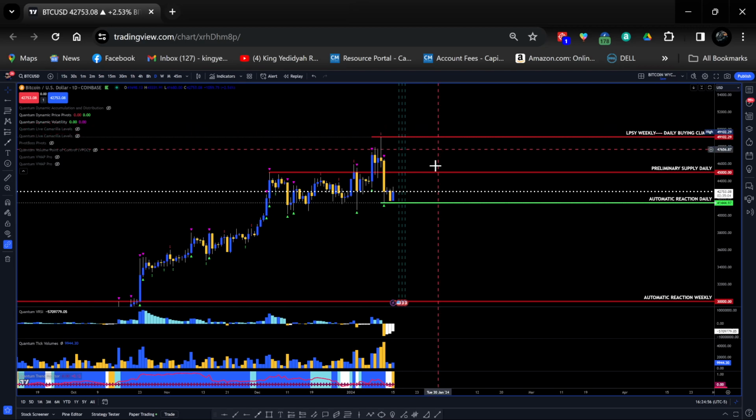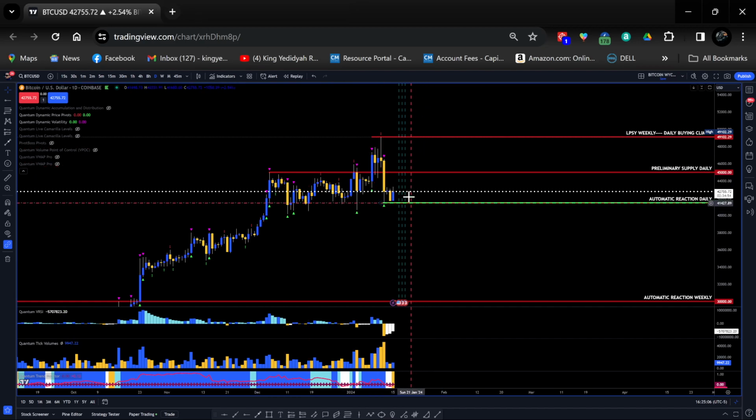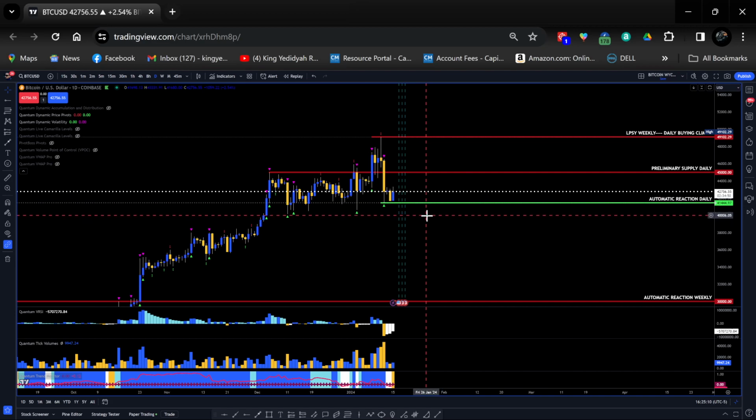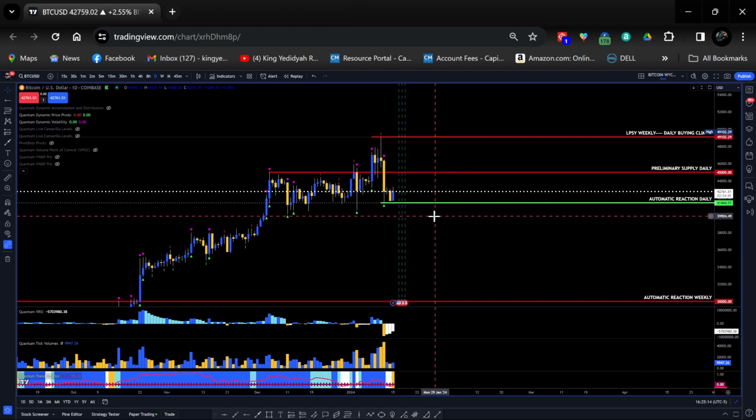So everything to me is suggesting bullishness in the short term. For this week, we should get a bullish run. But if we do get a continuation here, a minor sign of weakness to come down to this level, around 40,000, something like that, we could still maybe expect that.